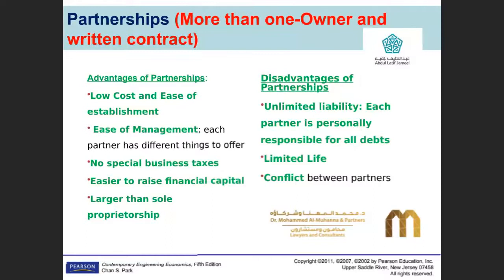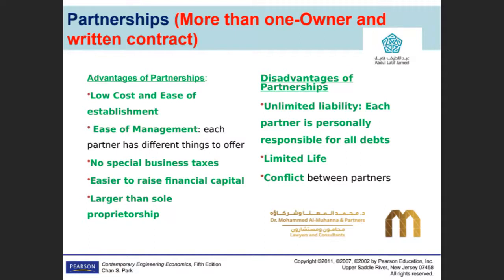You have unlimited liability, the same as in a sole proprietorship. It means each partner is personally responsible for all the debts. You are personally responsible if the business cannot pay the loan. A partnership has limited life. What do we mean by limited life? If one partner leaves, saying, I'm quitting the business, the partnership finishes. You have to write a new contract for the new partners. Or if a person dies, the partnership finishes. You have to write a new contract.